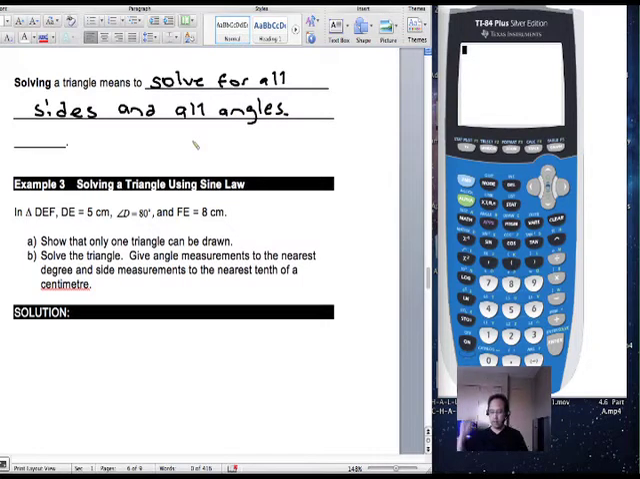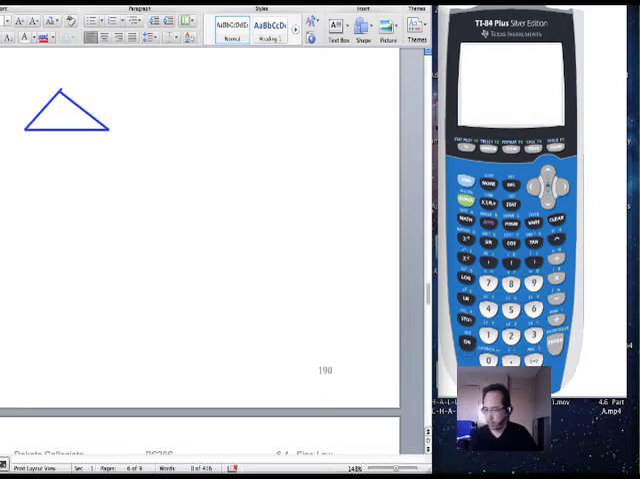So here we have a triangle, DEF. DE is equal to 5, angle D is 80, FE is equal to 8 centimeters. Show that only one triangle can be drawn and solve the triangle. Give angle measurements to the nearest degree and side measurements to the nearest tenth of a centimeter. So we'll call this D, E, F. You know that this is 80 degrees. And this line segment comes in at 5. And this line segment comes at 8.